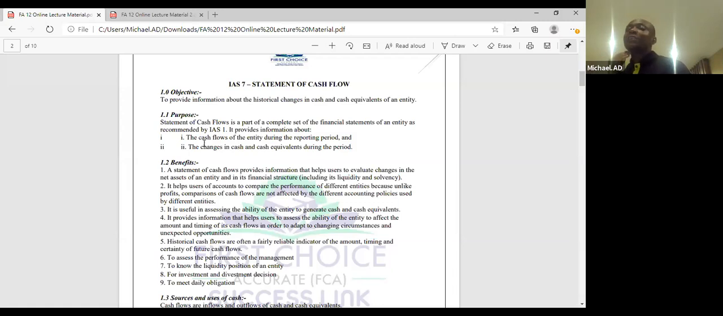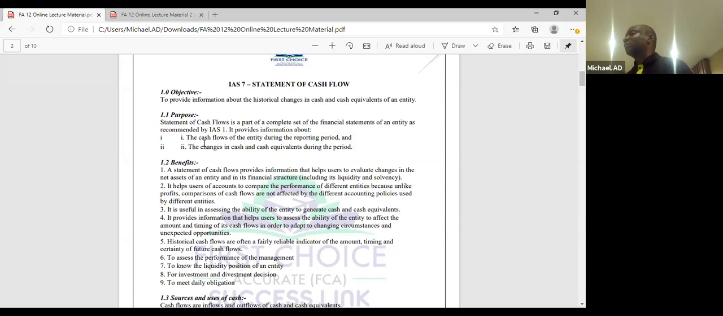Hence, we want to know the actual movement of cash at a particular period of time. So there are so many methods of knowing this. There are 3 activities that will determine the movement of your cash flow.